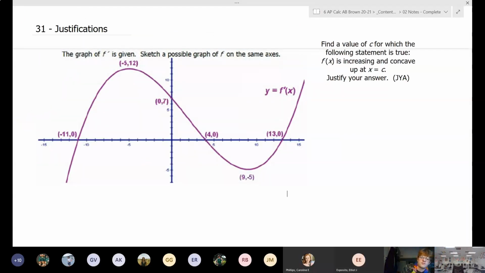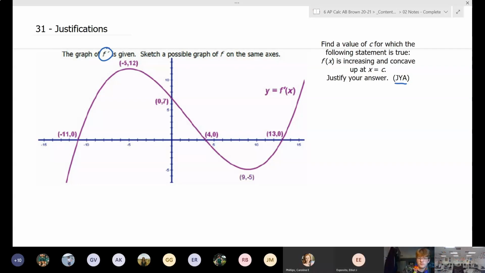This is f prime, so we are looking at f prime. That means when I justify my answer, my because is going to be because f prime is something. So I'm going to use f prime to justify my answer. And if you ever see JYA, I use that abbreviation a lot. That's a Mr. Brown abbreviation. That just means justify your answer. And again, when justifying your answer, you want to be as clear and concise as possible.